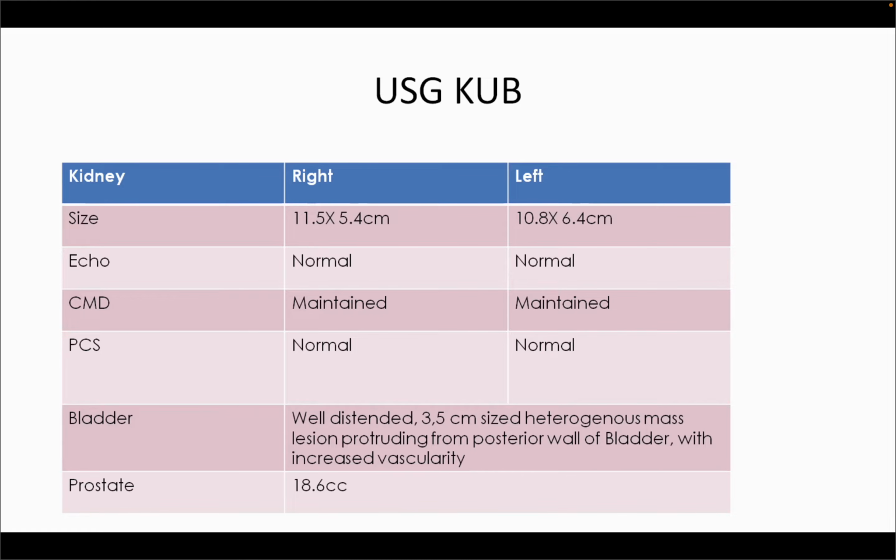Ultrasound bladder shows a 3.5 centimeter heterogeneous mass lesion protruding from the posterior wall of the bladder with increased vascularity. Other upper tracts are normal. Would you still insist on a CECT now? Since the tumor is greater than 3 centimeter, we can go for CECT.